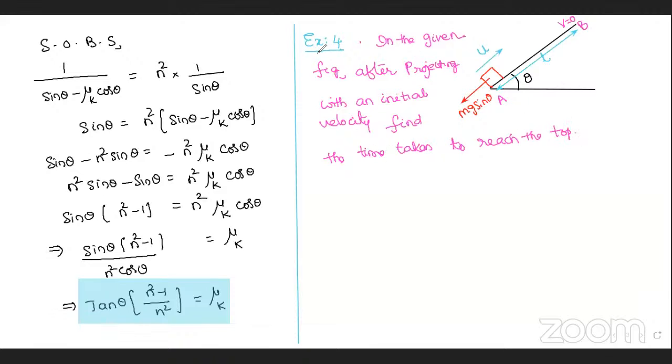We are doing such type of application as a numerical. That's why I'm giving the values here. Theta is equal to, again, you take it as 30 degrees. L is equal to, you take it as 20 meters. And mu, you take it as 1 by 2 root 3. Okay. These are the values.